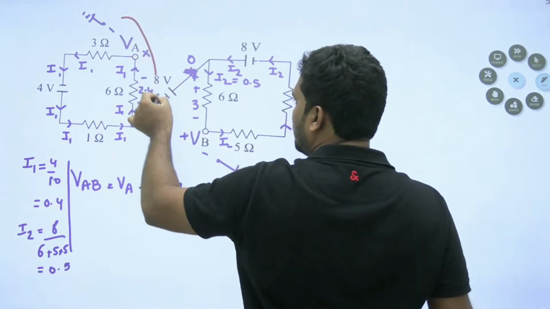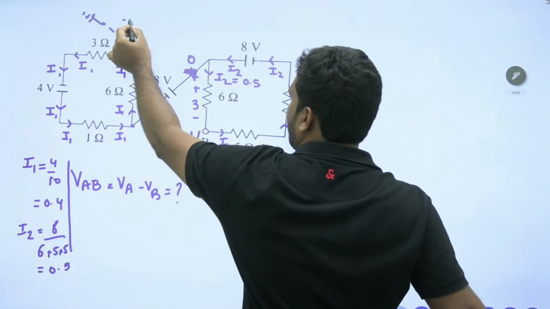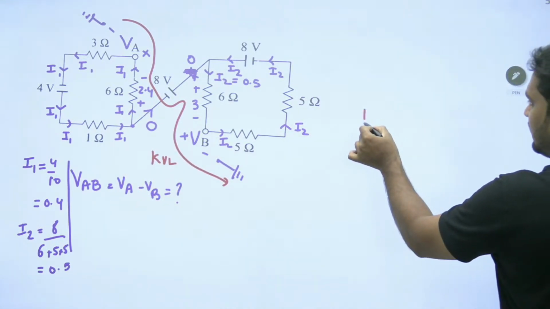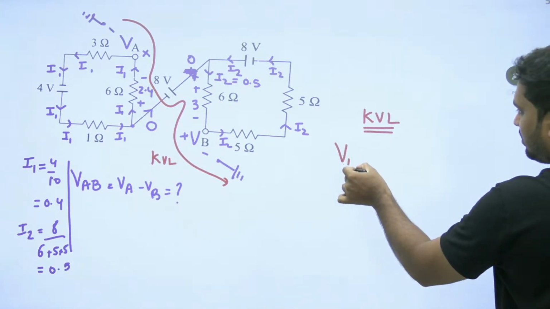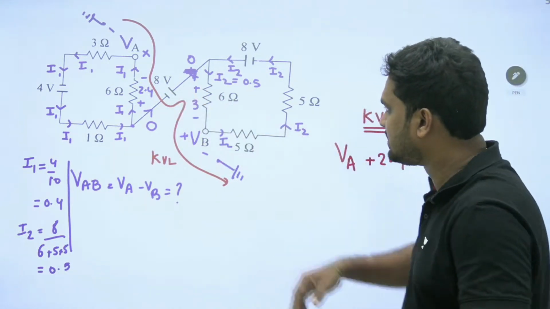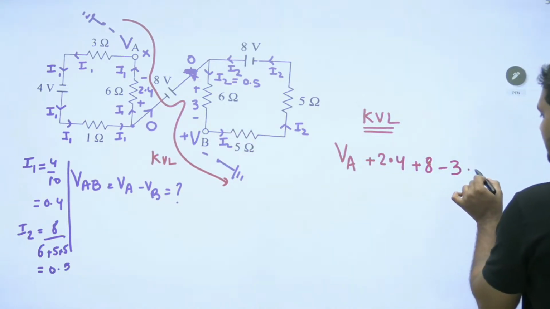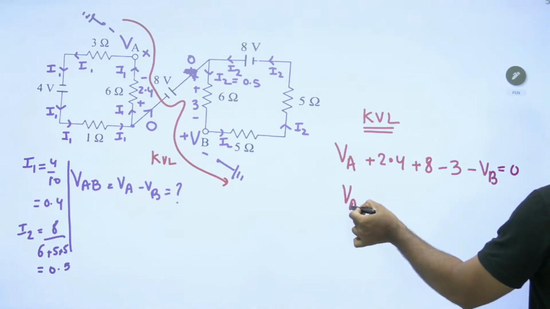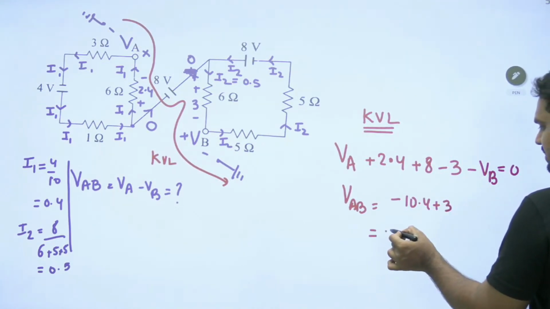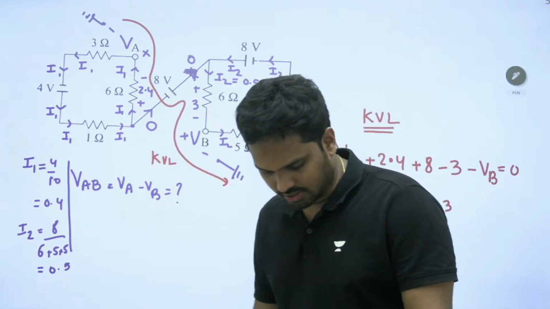In this loop, apply KVL. So what is the KVL? VA, negative to positive plus 2.4, negative to positive plus 8, positive to negative minus 3, positive to negative minus VB equals 0. VA minus VB is equal to how much? Minus 10.4 plus 3, which is minus 7.4. Very good, Sachin. Sachin gave the correct answer, minus 7.4.